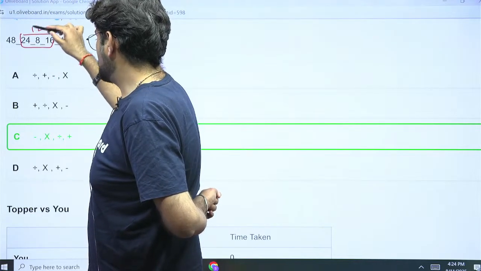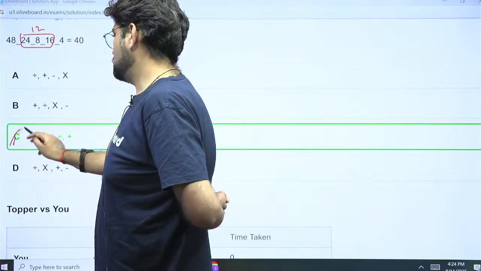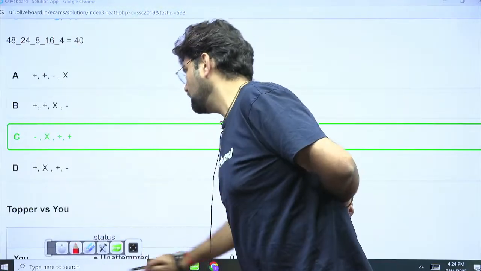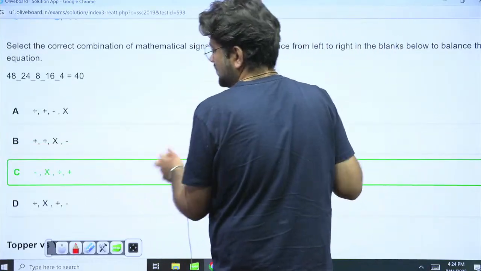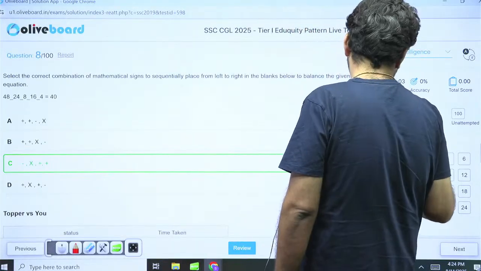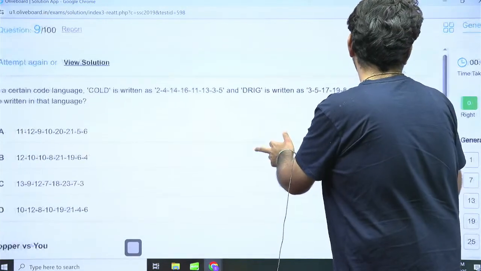Now 48 minus 12 plus 4. So 48 minus 8 is 40. Yes, option C is the right answer. Very good. Nice. Good question. 49 seconds he could have taken it, because even we, when we checked it, it took some time. So 45 plus seconds this is going to take. Oh, this is an easy one.